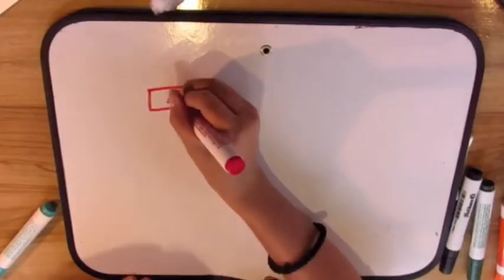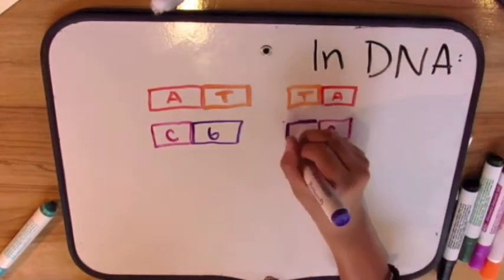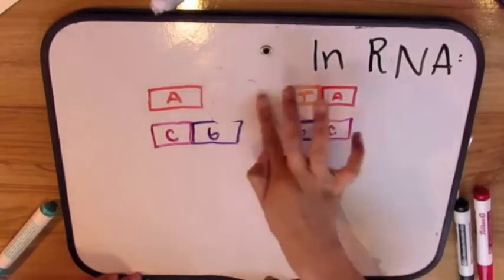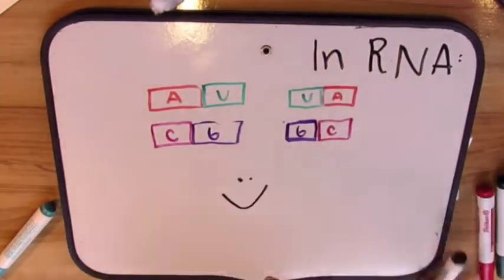But what about the specific bonds the nitrogenous bases have to adapt to? In DNA, C can only bond with G, as well as A only bonds with T, and vice versa. In RNA, C only bonds with G, and A only bonds with U, and vice versa.